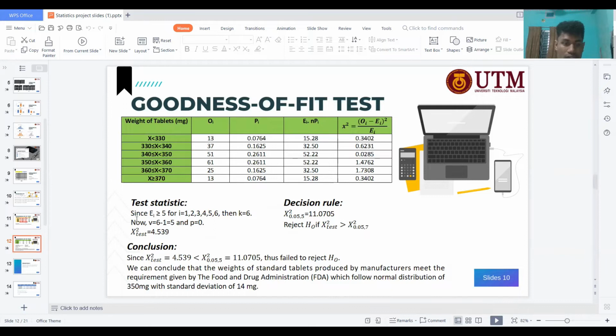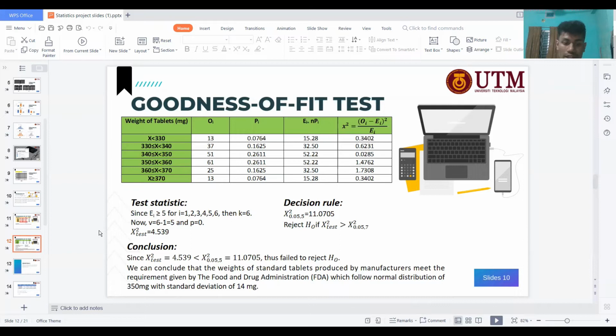Test statistic: since Ei is greater than or equal to 5, where i equals 1, 2, 3, 4, 5, and 6, then k equals 6. Now p equals 0. The chi-square test equals 4.539. Our decision rule is chi-square 0.05 with 5 degrees of freedom equals 11.0705. Reject H0 if chi-square test is greater than chi-square 0.05. In conclusion, since the chi-square test equals 4.539, which is less than chi-square 0.05 equal to 11.0705, we fail to reject H0.